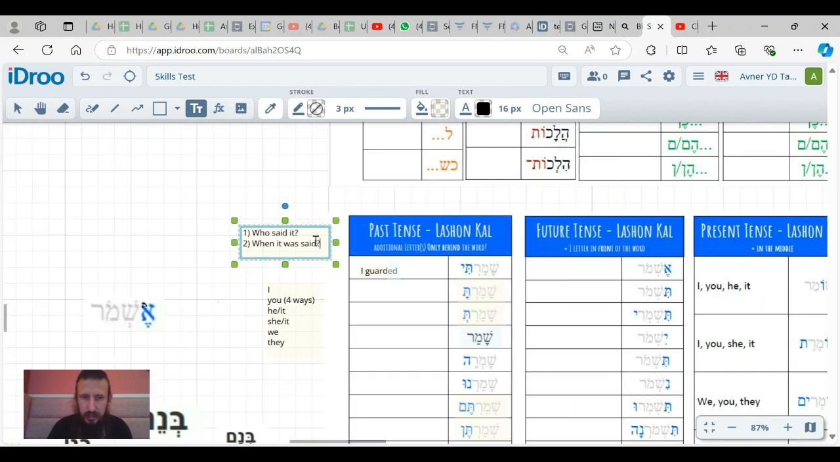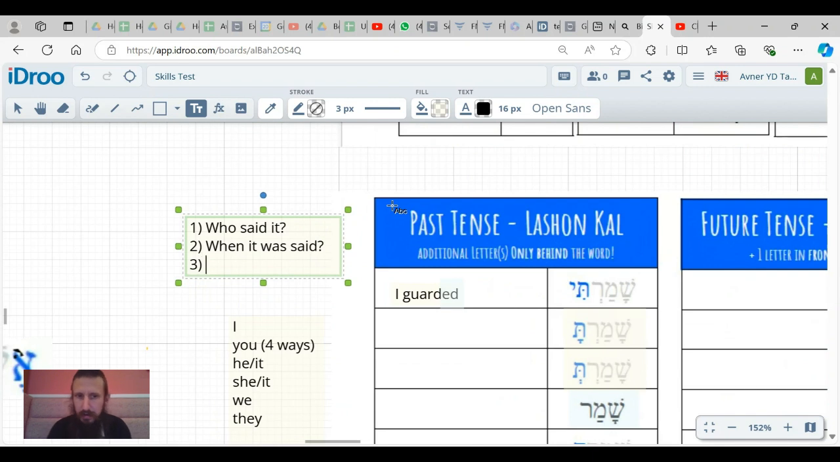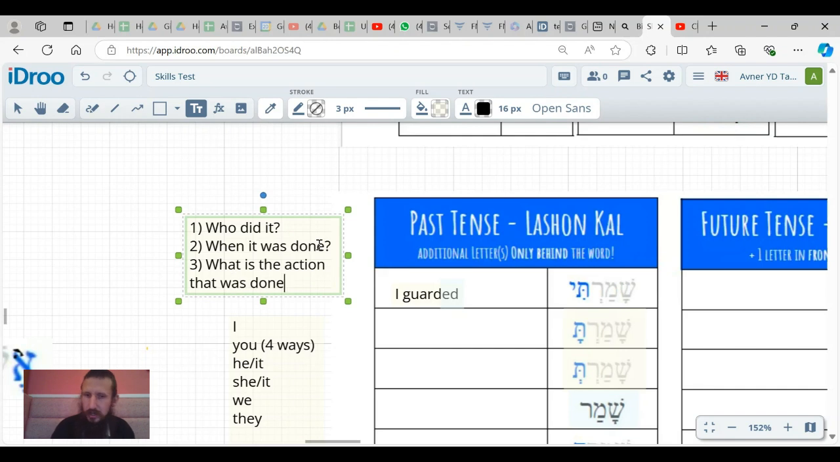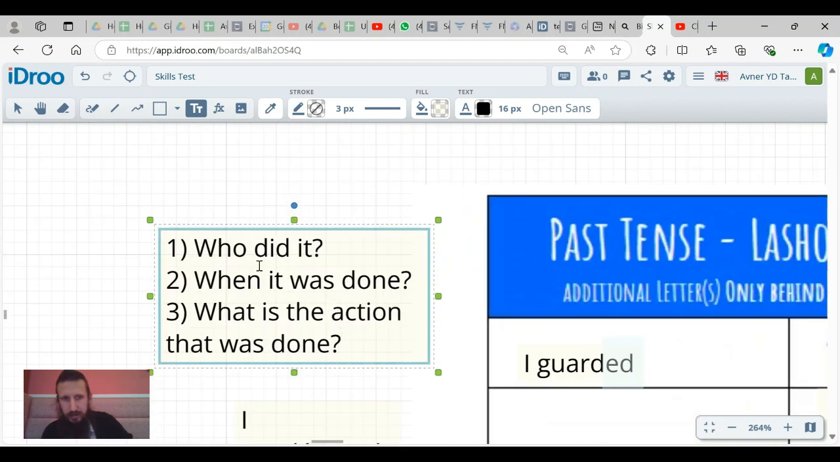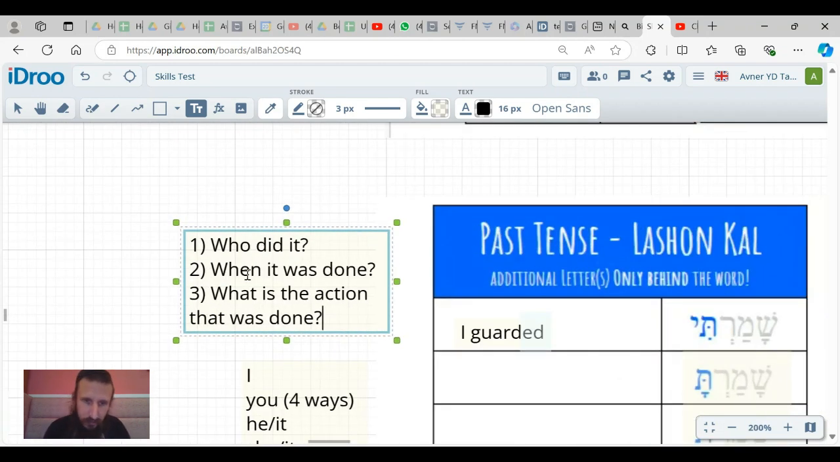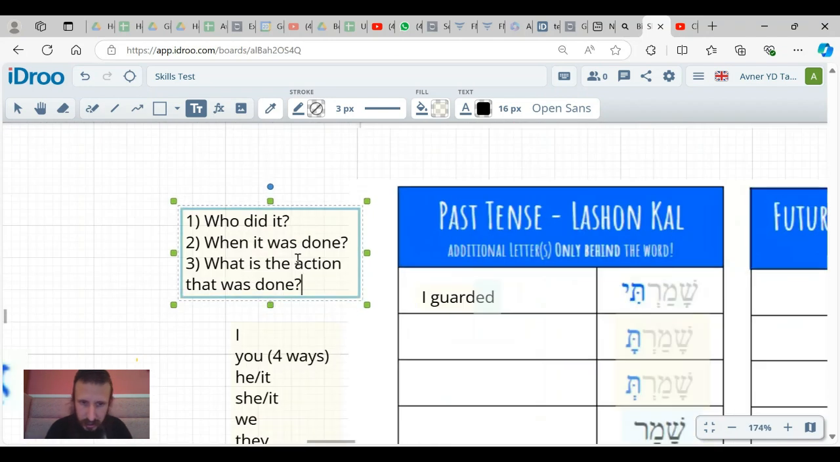So when it was done, you need to be able to find in a verb. The third thing that you need to be able to find in a verb is what is the action? Sorry, who did it, not said it, is a much more accurate thing. I don't know why I'm saying said right now. Who did it? Probably because I'm not actually talking to anyone. Who did it, when it was done, and what is the action that was done, and that's having vocabulary and knowing sharashim. Okay, so you're looking for who did it, when it was done, and what is the action that was done.